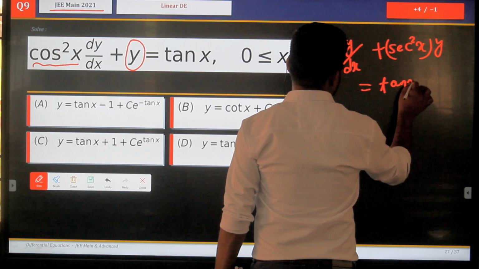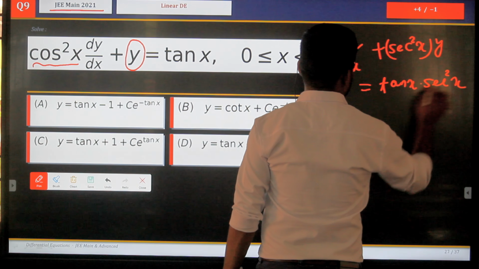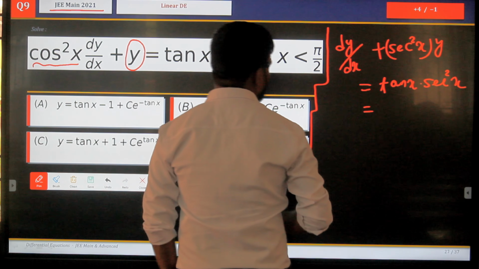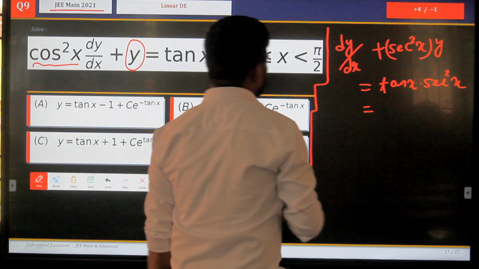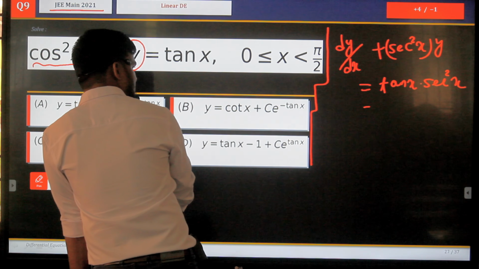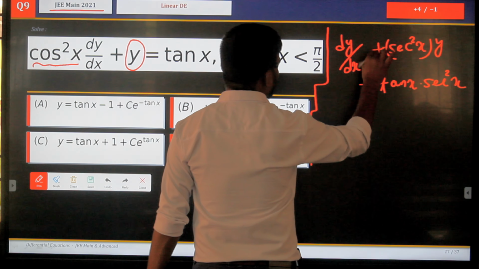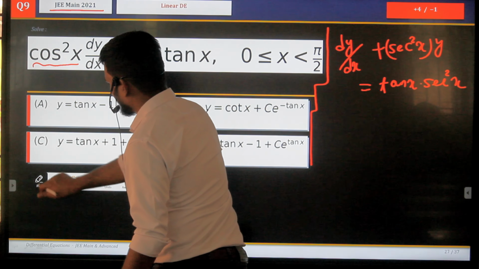tan x times sec²x. Tan x is sin x by cos x, and sec²x, okay, it's fine, let it be. Tan x is the derivative of sec²x, right? Now it is in the linear form.